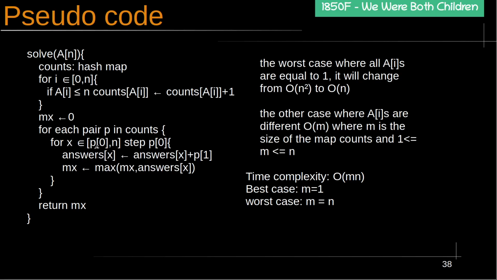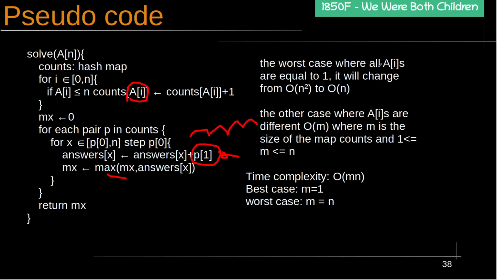For every x from P0, which is the number of hubs, to n, step P0, so we step by the number of hubs here. The key is the A_i, which is the number of hubs of each block. The answer of x will be the answer of x plus the value, which is the number of appearances of each hub. And we update the max.